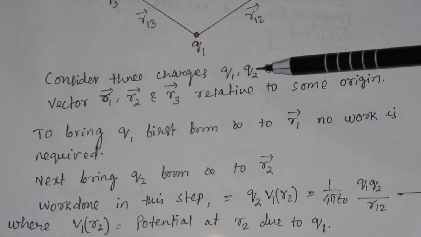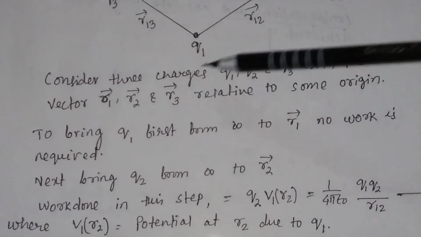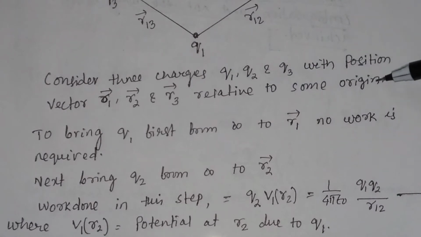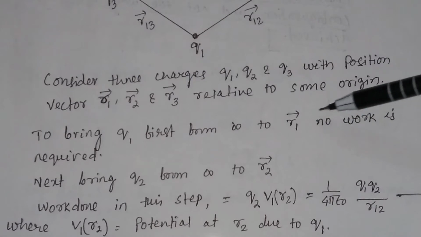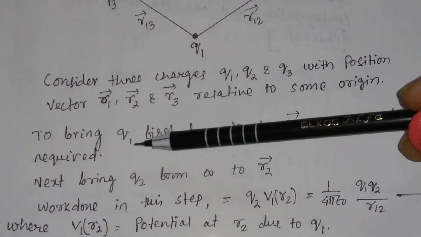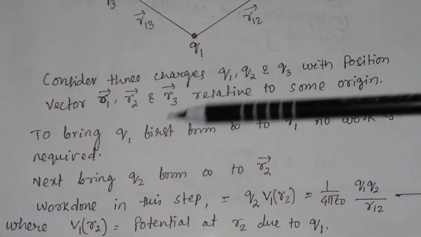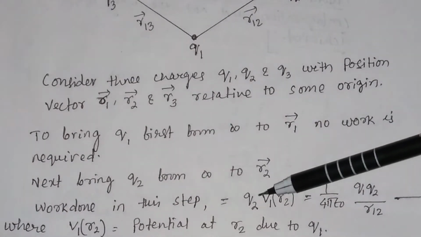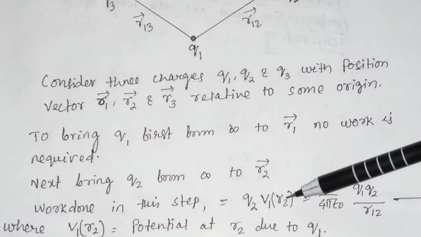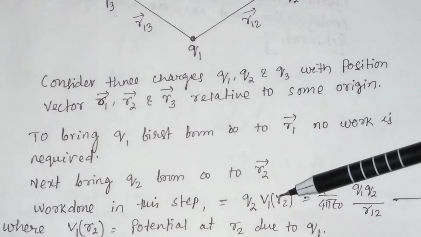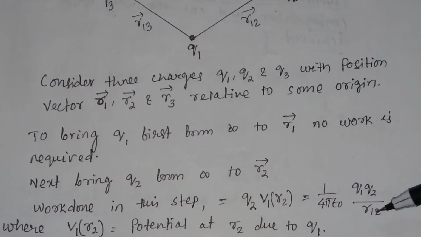So consider three charges q1, q2 and q3 with position vectors r1, r2 and r3 relative to some origin. To bring q1 first from infinity to the position r1, no work is required. Next, bring q2 from infinity to the point r2. Work done in this step will be equal to the product of charge and potential due to the charge q1, that is q2 into V1 at r2, which is equal to 1 by 4 pi epsilon 0 q1 q2 divided by r12.